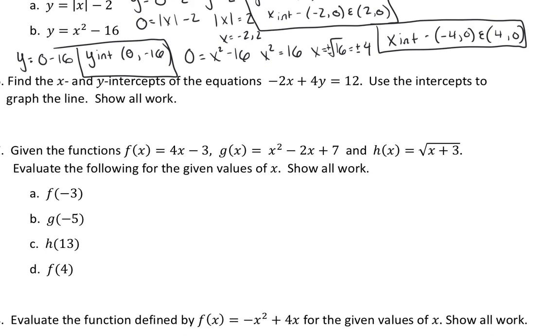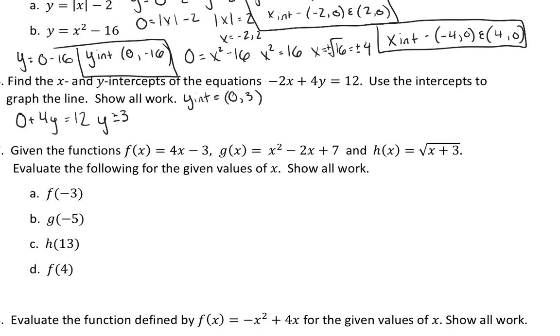Question number 6, find the x and y intercepts of the equation. Use the intercepts to graph a line. Right, so we're going to do the same thing. To find the y-intercept, we're going to set x equal to 0. So 0 plus 4y equals 12. So y is equal to 3. So our y-intercept is going to be equal to 0, 3.